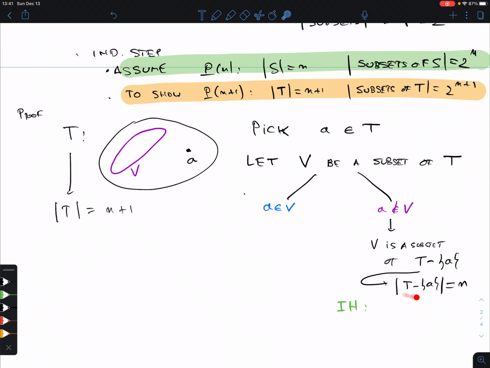And V is a subset of that, right? I said V is a subset of this guy, and that's a guy that has n elements. Therefore, there are 2^n of them. By the induction hypothesis, there are 2^n of these purple V's. Let me write it simply like that. There are 2^n of the purple V's.